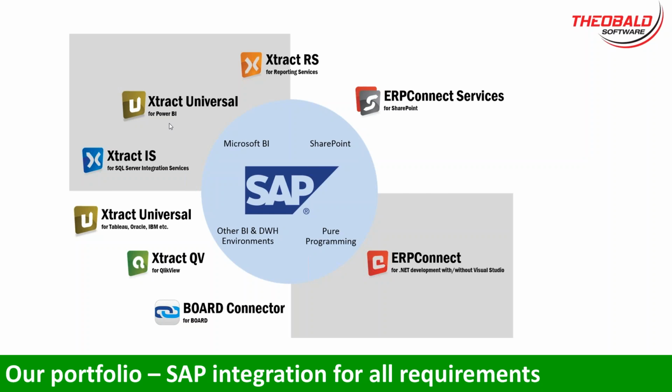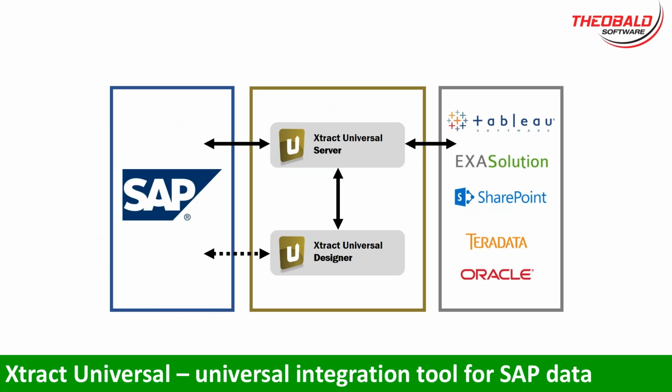Okay. Let's go to the next slide. That's just a short overview about the architecture of our Extract Universal tool. What you see here on the left-hand side is our local installation of SAP. This could be an ERP system or a BW system. That doesn't matter, both are possible. And on the right side, these are the destinations we connect to, just a simple overview of a few of them.